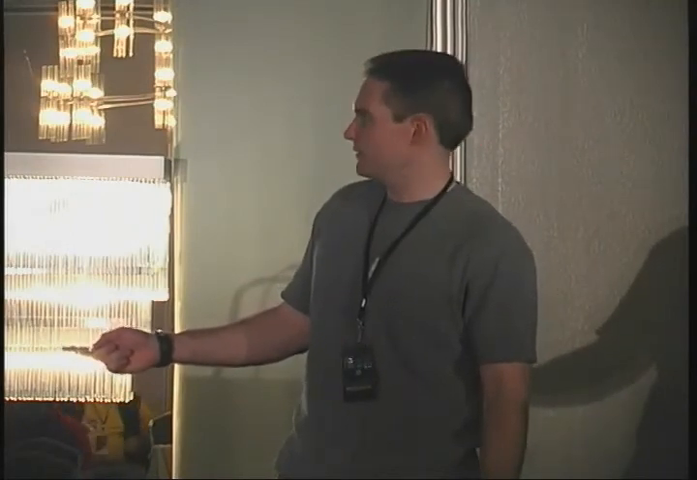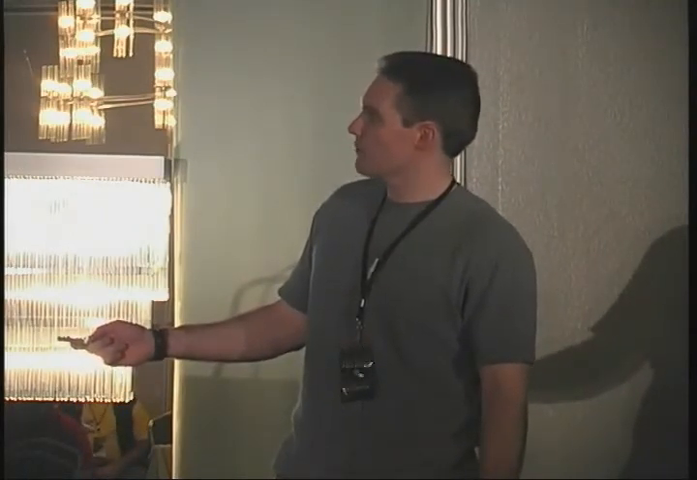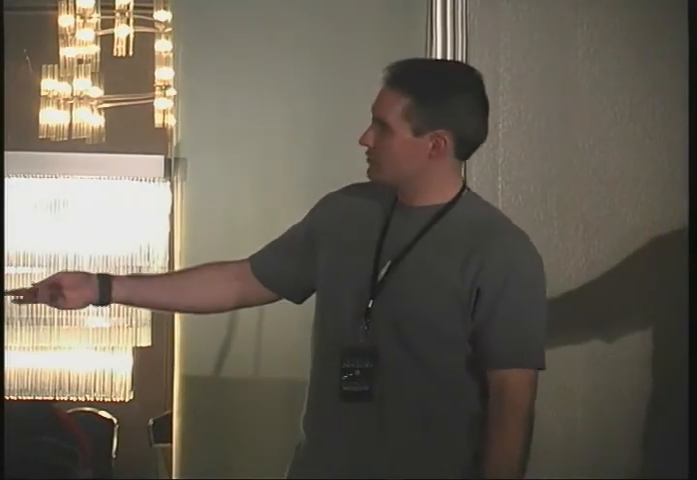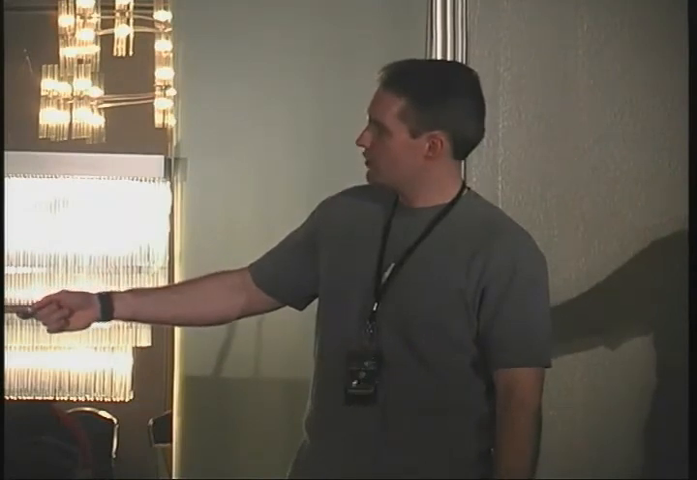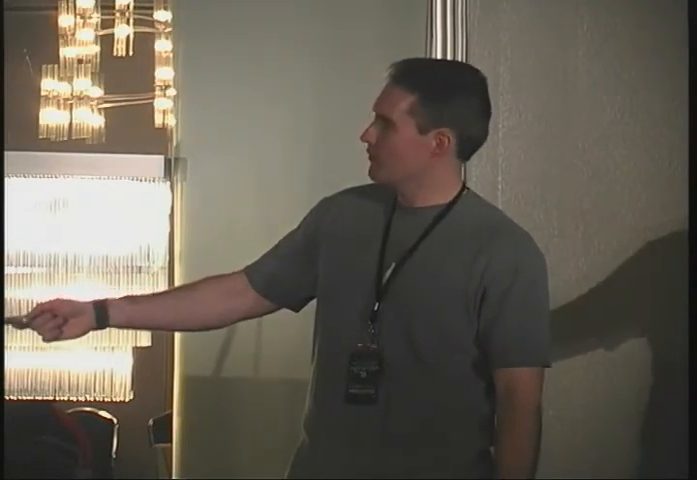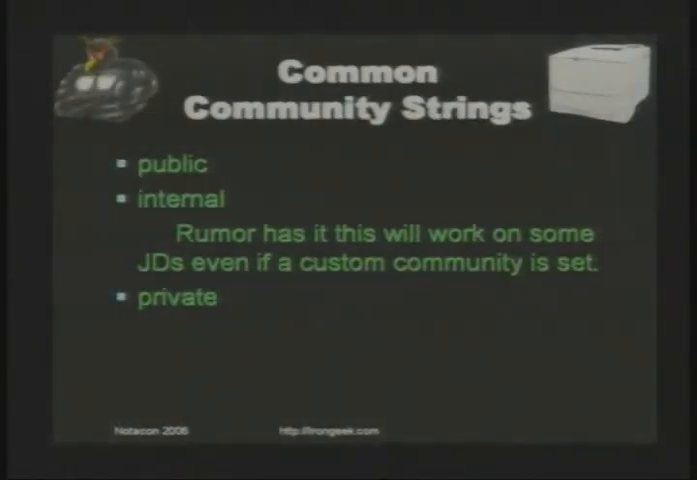So you can get in, easily pull out the device password, get in and configure it. Also, if you can't use public, try the community string internal or private. It's been reported to me, in my test, if you change the community string, you can't get in unless you know the community string. However, I've had reports that on some JetDirect boxes, even if the community name is changed, you can still get in using the community name internal, regardless. Common community strings, which I just covered: public, internal. I haven't actually tested this, but it's rumored it will work on some JetDirects even if you change it, and private.